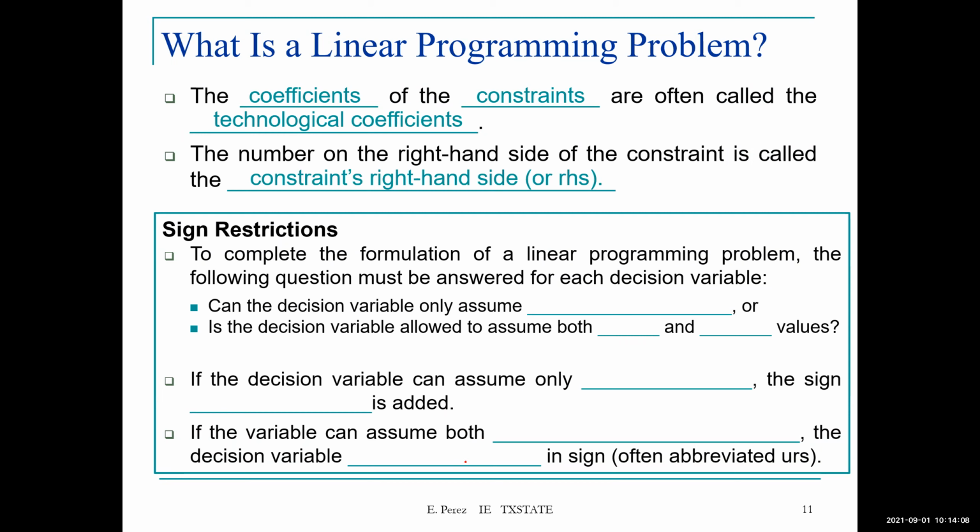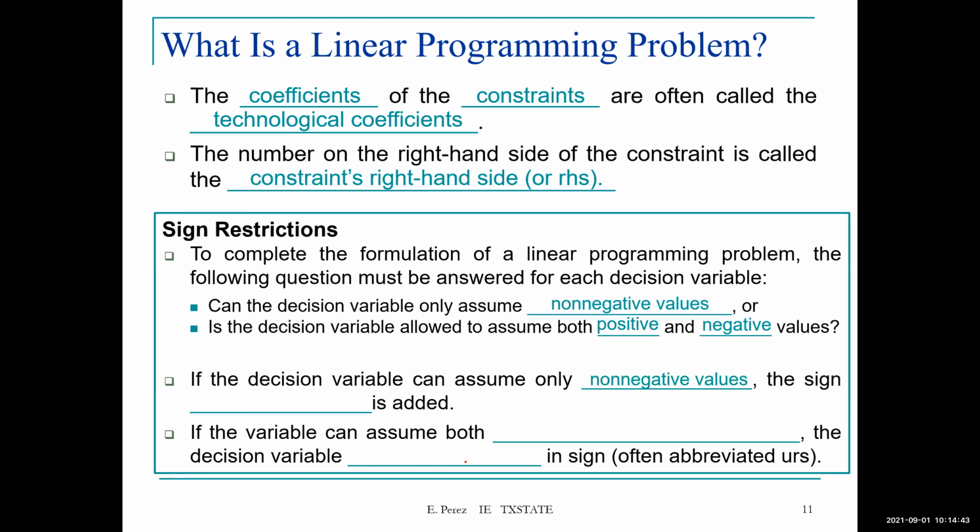The sign restrictions. To complete the formulation of a linear programming problem, the following questions must be answered for each decision variable. Can the decision variable only assume non-negative values, or is the decision variable allowed to assume both positive and negative values? So as I mentioned already, for a production scheduling problem, you want to make sure that you don't end up producing negative values, because that will not make sense. So you will basically make sure that those decision variables are positive or greater or equal to 0.